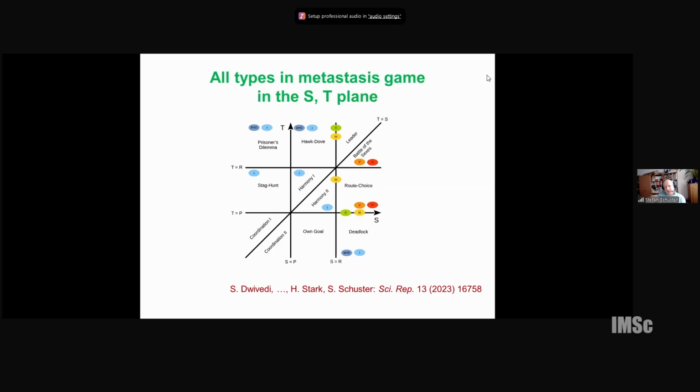And finally, for all modifications, we came up with, for the metastasis game, we plotted all possible game types in this ST plane. So you see there are several game types, not all, for example, coordination game does not occur, and also some are exactly on the boundary. For example, here 2 and 3 are on the boundary between route choice and deadlock.